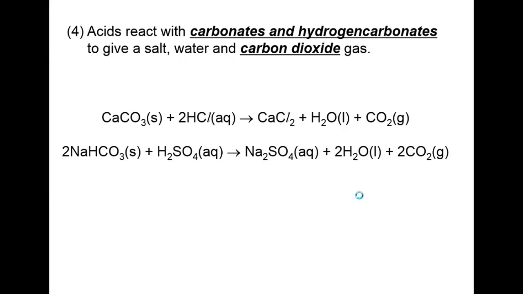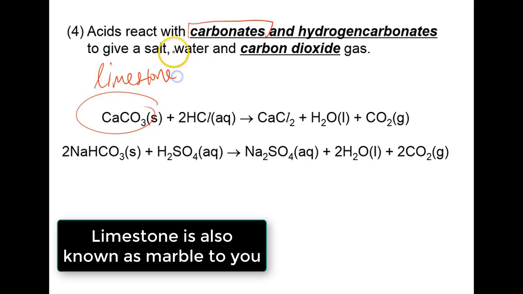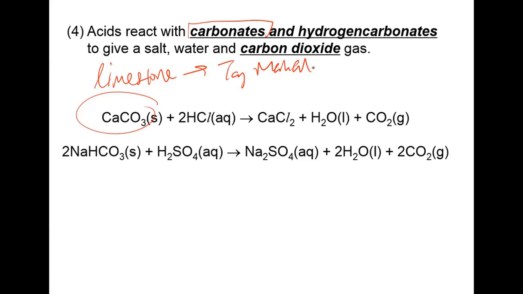Acids also react with carbonates and hydrogen carbonates to give us salt, water and carbon dioxide. A common carbonate is calcium carbonate. This is limestone. So limestone is used to make the Taj Mahal. You notice that the Taj Mahal has been eroded by acid rain. The acid in rain, which makes it acid rain, is dilute sulfuric acid. So now in this case I replace it with HCl. So acid and carbonate will react to give us salt, water and carbon dioxide.